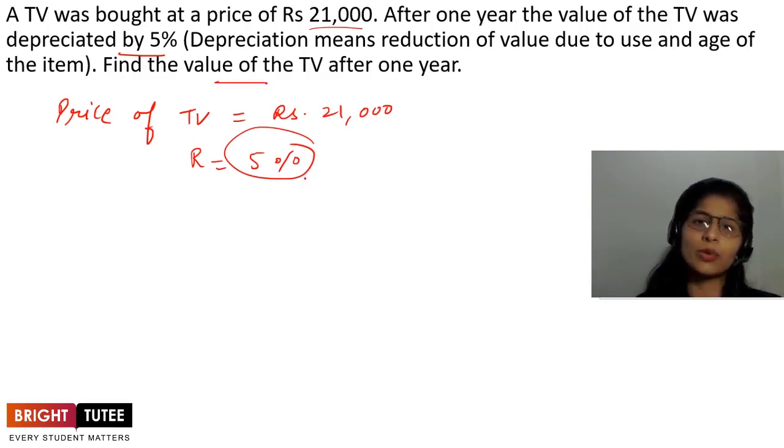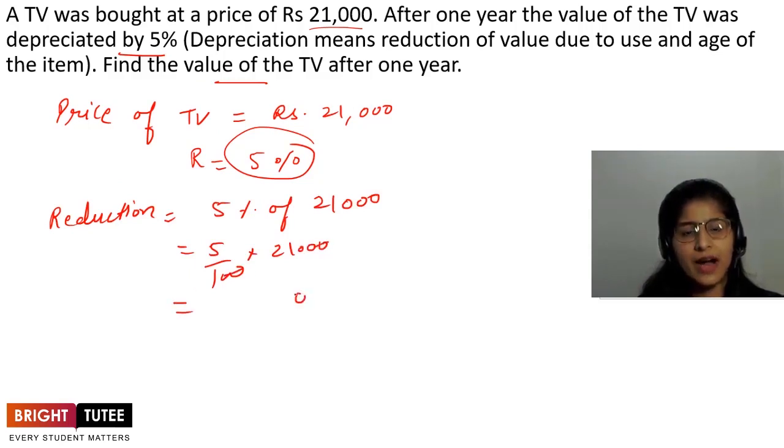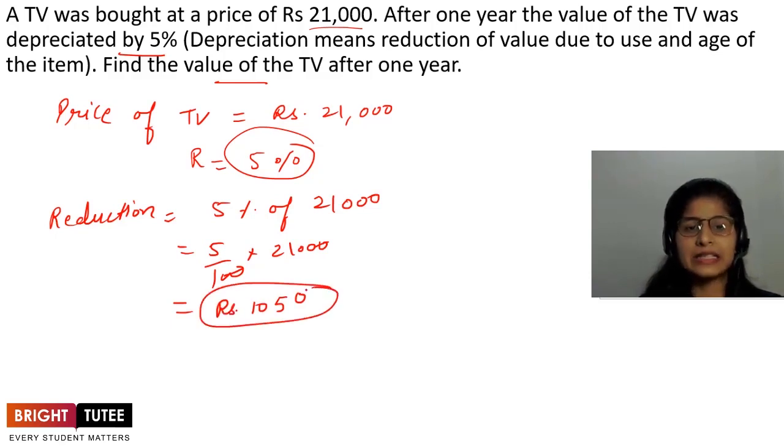So you can use normally the simple concept. Reduction you can calculate. Reduction is how much? 5% of 21,000, and you can just write 5 upon 100 into 21,000. So 2 zeros will get cancelled. 5 0, 5 ones are 5, 5 twos are 10. So this is the amount that is decreased, right? That we have to decrease.